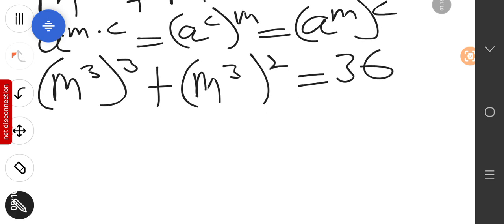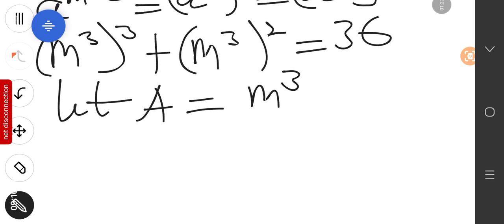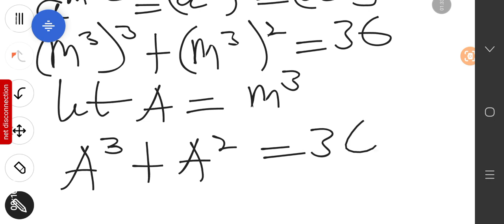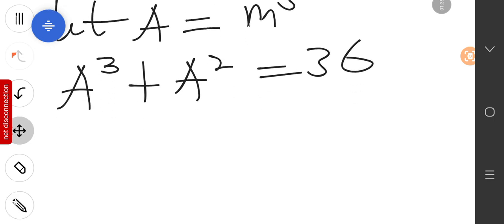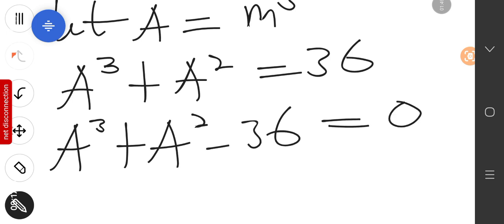Here we are going to let a represent m cubed. So the equation becomes a cubed plus a squared equals 36. So now we have a cubic equation. Let's transpose 36. So we are going to have a exponent 3 plus a squared minus 36 equals 0.